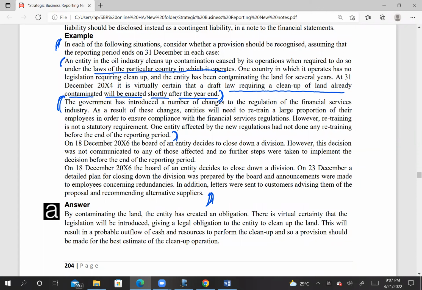The government has introduced a number of changes in the regulation of the financial service industry. As a result of these changes, entities will need to retrain a large proportion of their employees in order to ensure compliance with the financial service regulations. However, the retraining is not a statutory requirement. One entity affected by the new regulation had not done any retraining before the end of the reporting period. What do you think? A provision for retraining cost should be recognized or not?